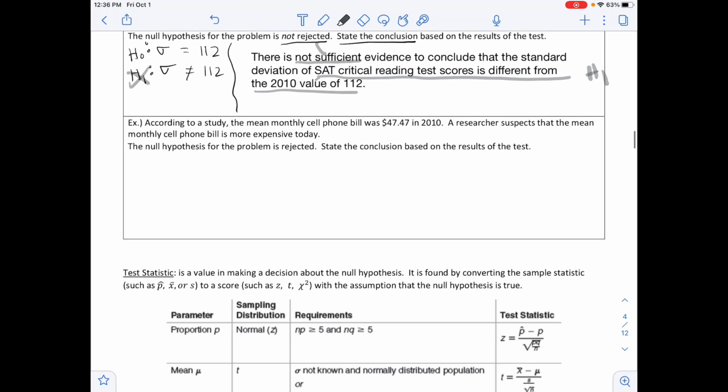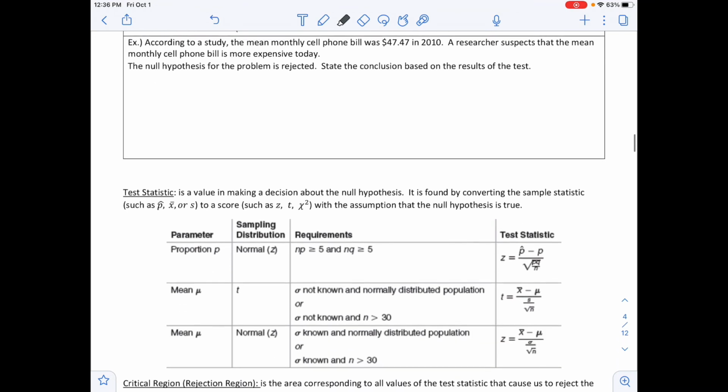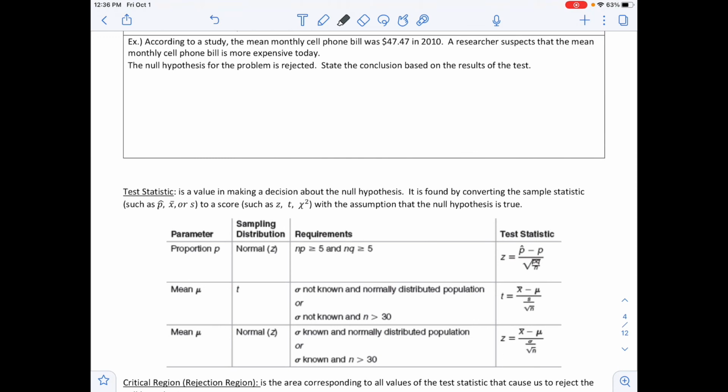The next one says, according to the mean monthly cell phone bill, it was $47.47 in 2010. A researcher suspects that the mean monthly cell phone bill is more expensive today. So this is a new problem, and we need to first write out our null and our alternative hypotheses. The first question is, what is the parameter?